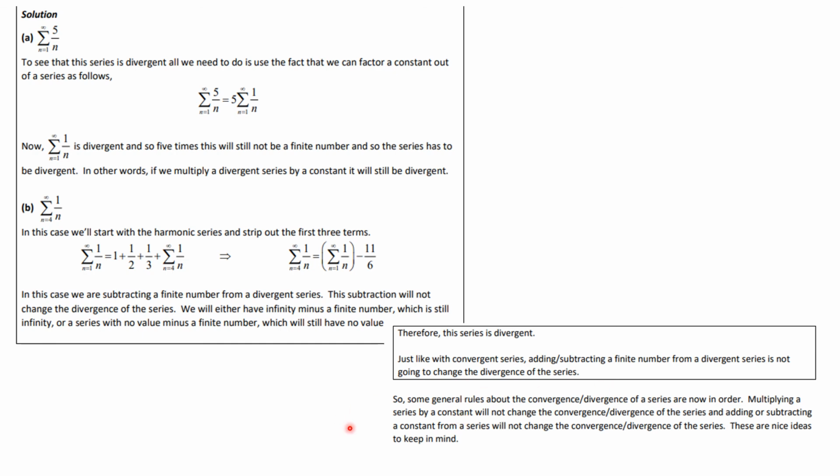Okay, so some general rules about convergent and divergent series should be stated. Multiplying a series by a constant will not change the convergence or divergence, and adding or subtracting a constant from a series will not change the convergence or divergence.